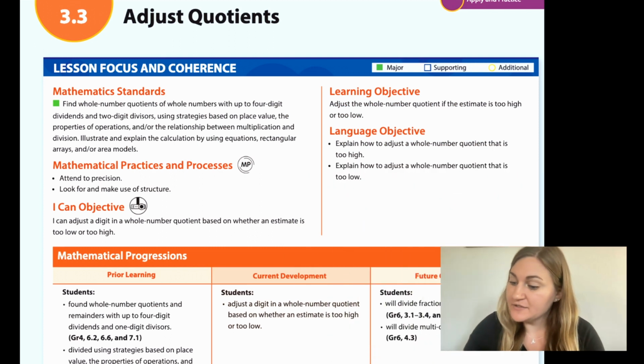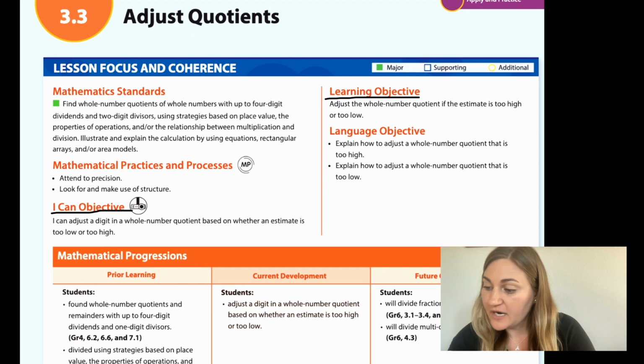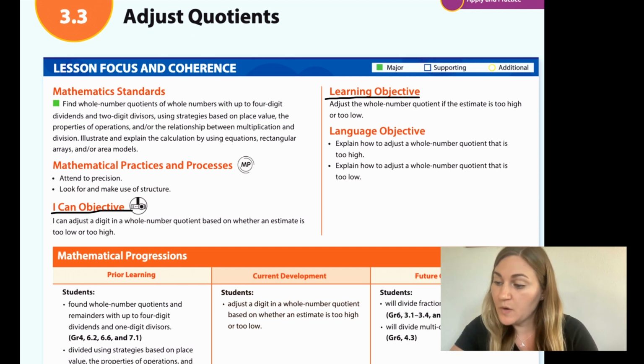I'm going to start with the I can objective. It says, I can adjust a digit in a whole number quotient based on whether an estimate is too low or too high. And the learning objective is adjust the whole number quotient if the estimate is too high or too low.